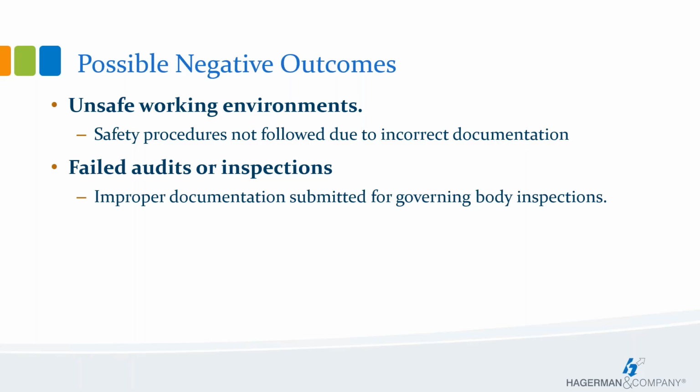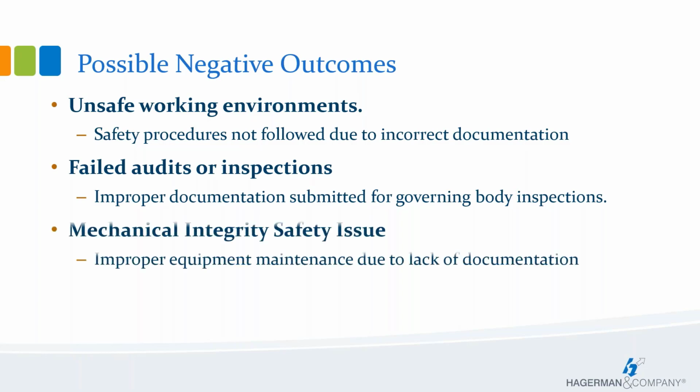Failed audit reports or inspections. So if you have improper documentation submitted to a government body during an inspection, you could be fined. You could have processes stopped, and it could be a very bad deal. Mechanical integrity, improper equipment maintenance due to lack of documentation. So if a very expensive piece of equipment is not maintained the way it should be, you could lose that asset way before you're expected to.